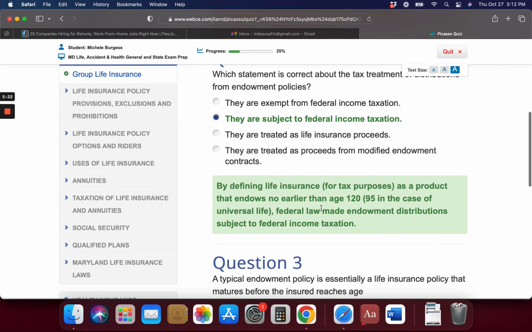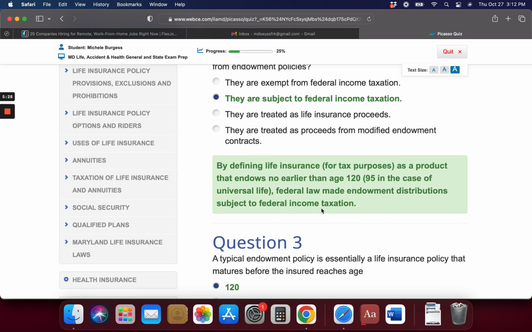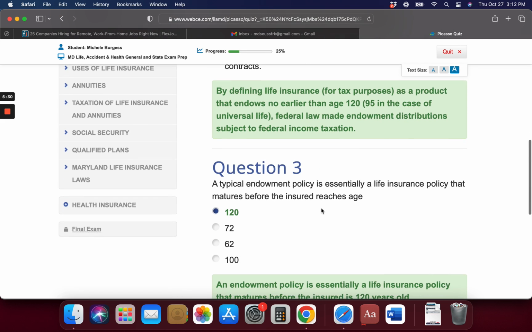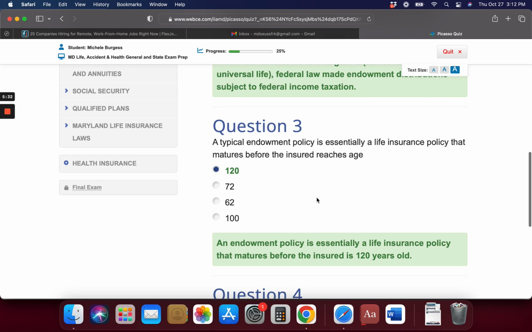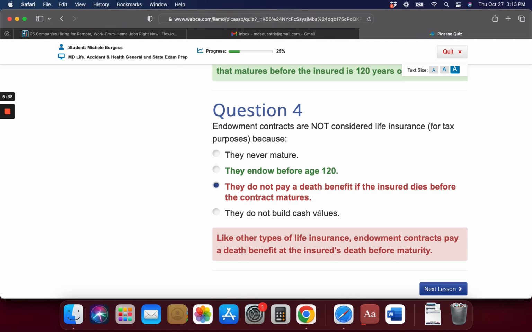They are a product that endowed no earlier than age 120, 95 in the case of universal life. Federal law made endowment distribution subject to federal tax. This one I got correct. Endowment is essentially a life insurance policy that matures before 120. Endowment contracts are not considered life insurance because they endow before age 20.